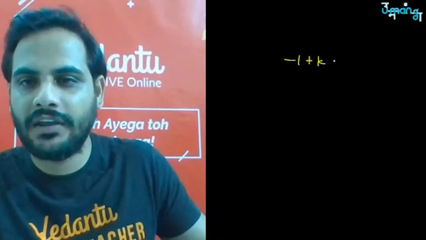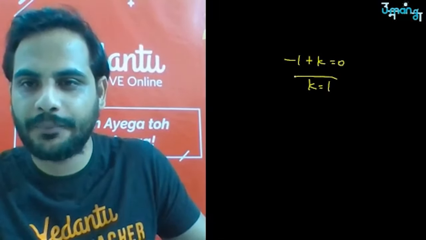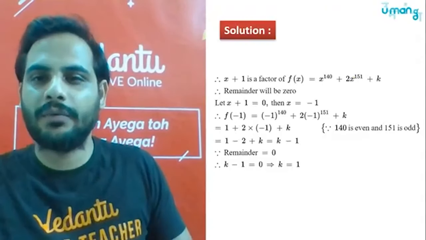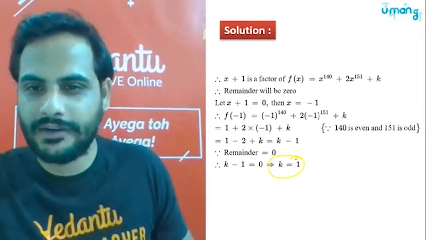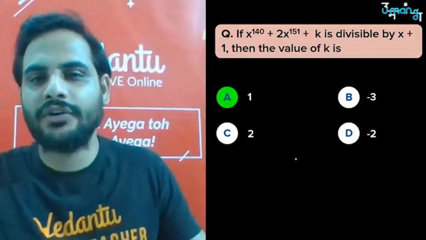So you are getting minus 1 plus k equal to 0. So I can say k is equal to 1. K is equal to 1 is your correct answer. Got it? Let's go for the next question.